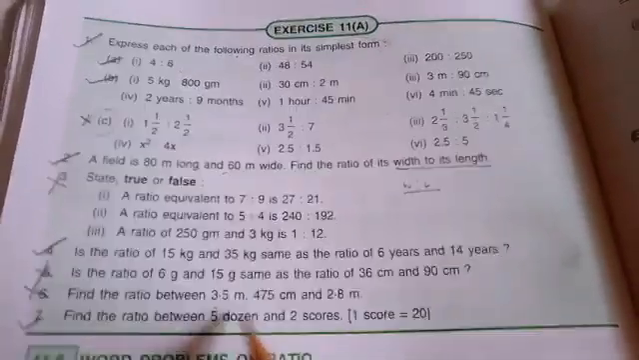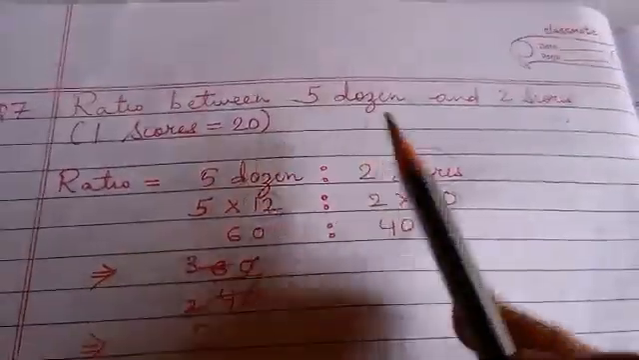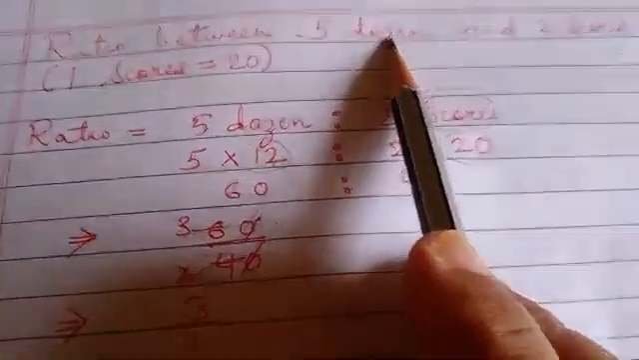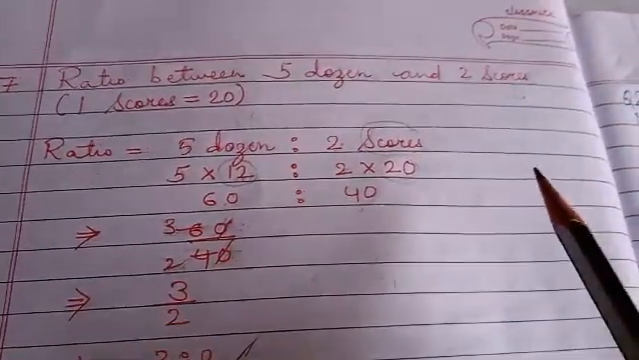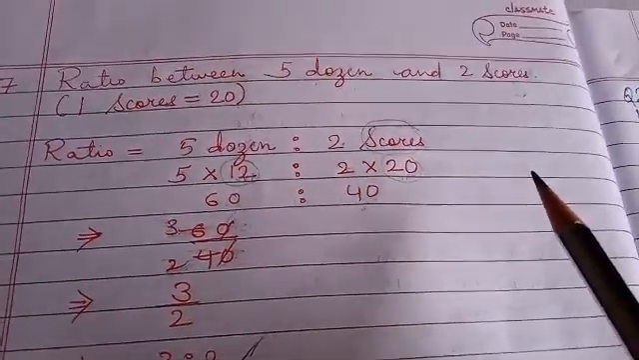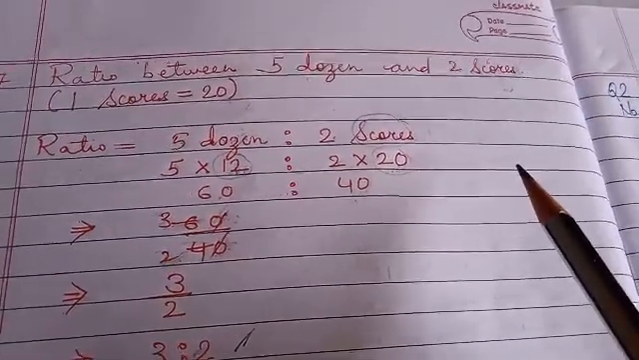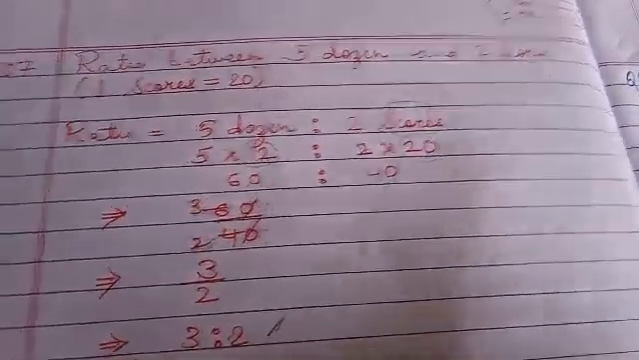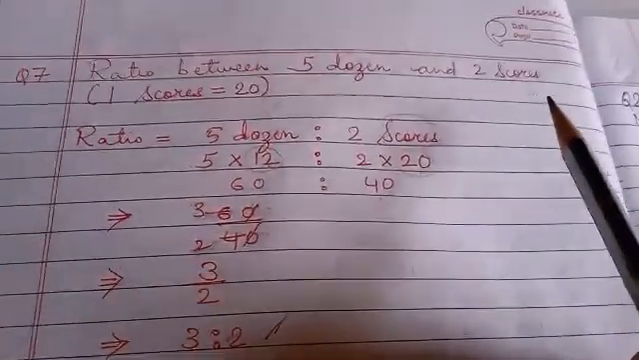Find the ratio between 5 dozen and 2 scores. So you know that 1 dozen is equal to 12 and 1 score is equal to 20. Now 1 dozen equals 12 means when you go to the market, for example, if you are purchasing bananas, bananas come in dozens. If you ask for 1 dozen, they'll give you 12 bananas. There are many things, many fruits, which come in dozens.